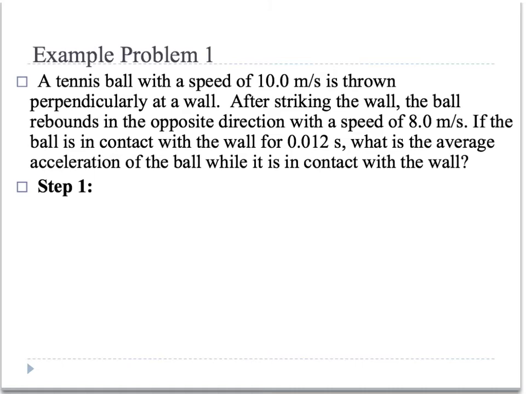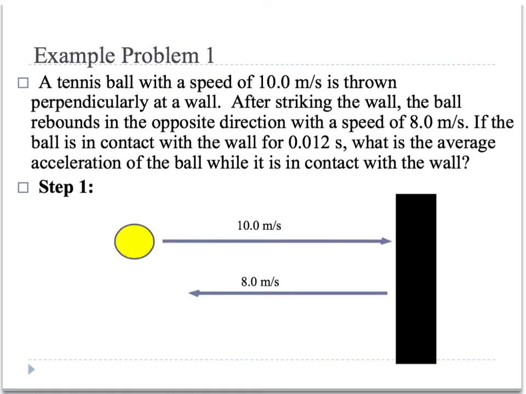Since I'm doing this on a computer, I can make a real nice little picture, but yours can be any type of sketch that you can make. So here's my computer-generated diagram that I made. So you have the 10 meters per second at the wall, 8 meters per second back. Just by drawing this sketch, this should actually tell you something. There is a change of direction in this problem. Because there's a change in direction, the sign is going to be important.